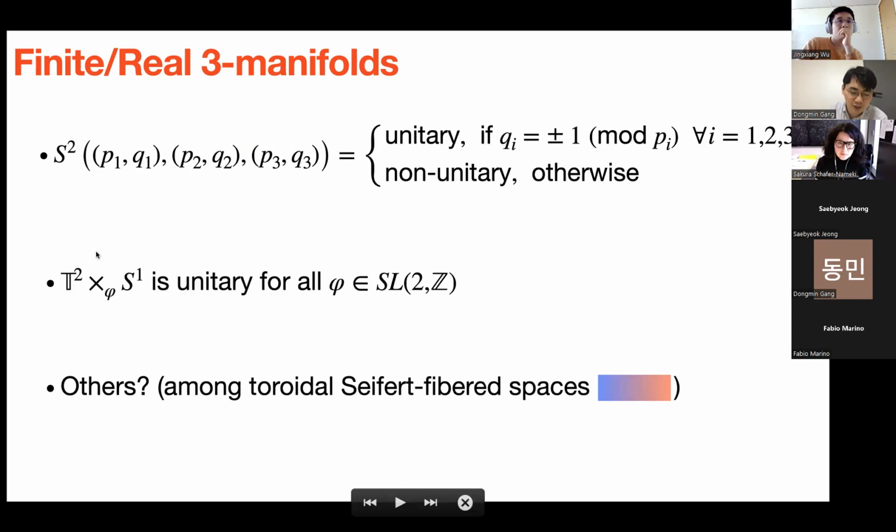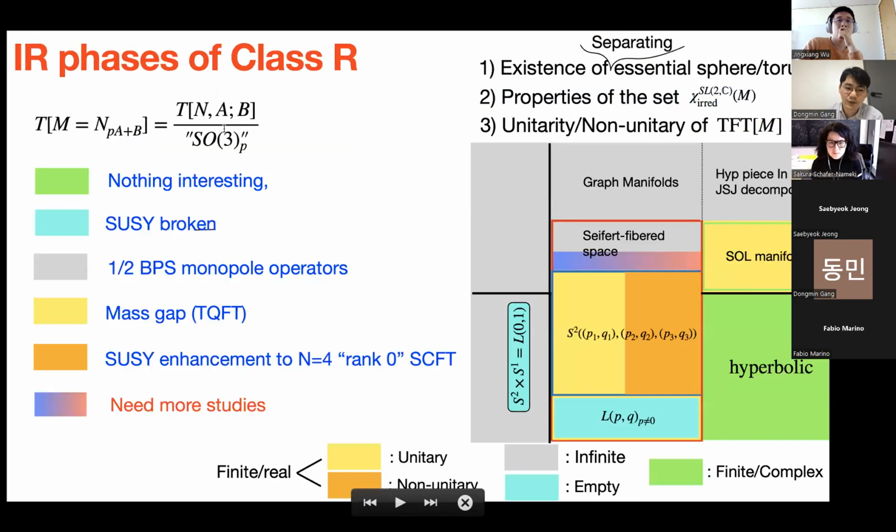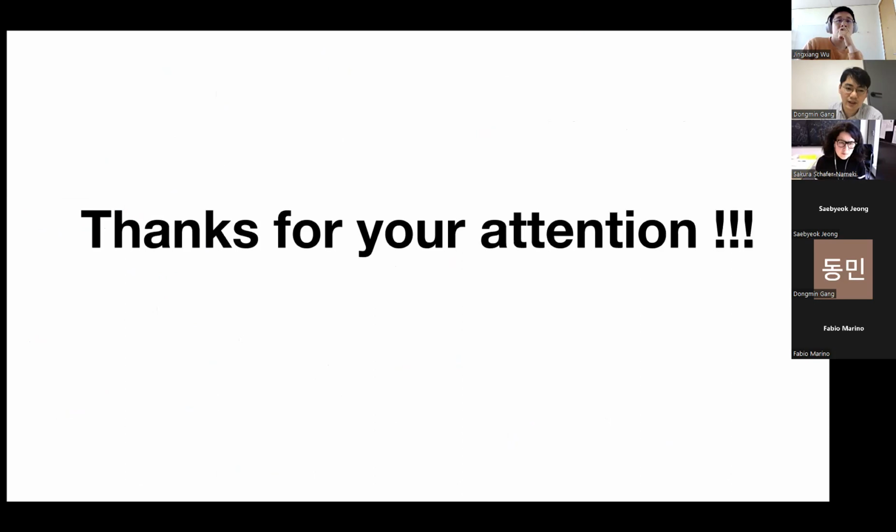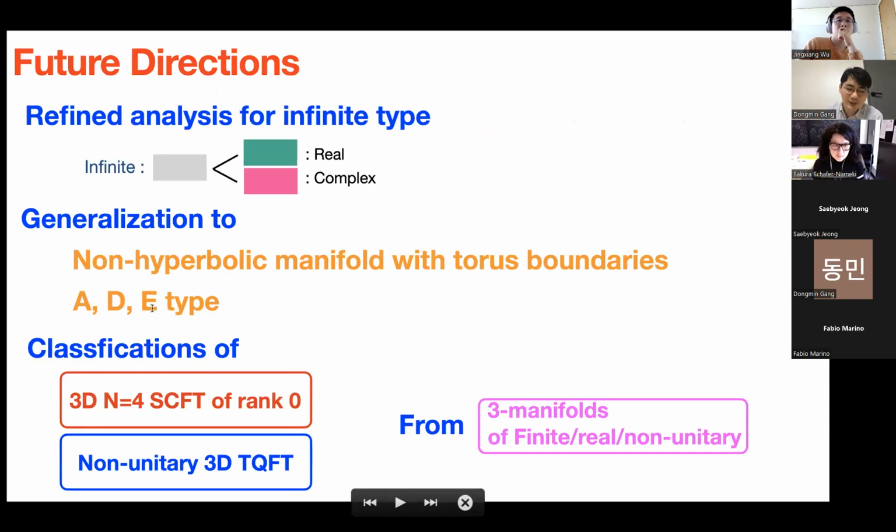Maybe there could be another class of finite real 3-manifolds, and we also need to study higher rank or another type of ADE type. But in this case the analysis is much more complicated. So it's still tantalizing, right? You might say you're lucky, but you still get everything up to rank 4.